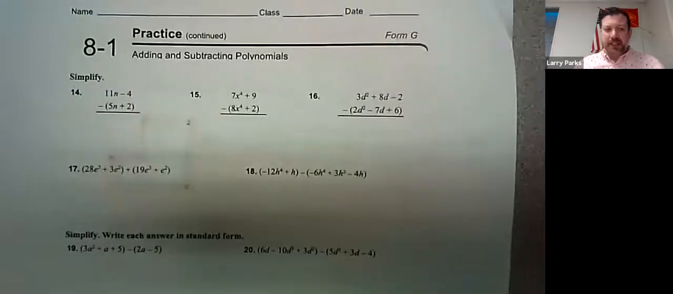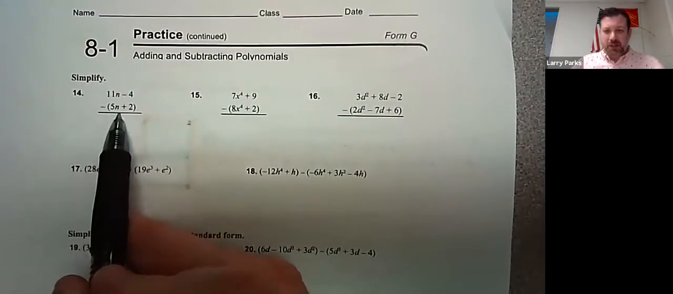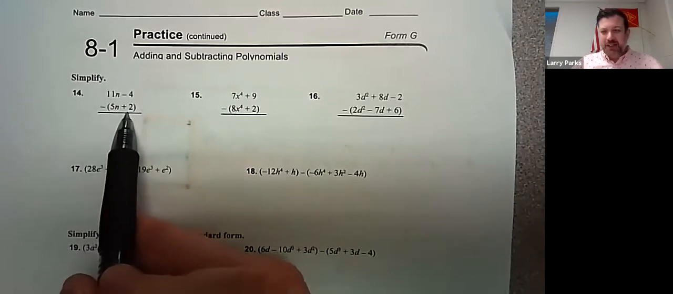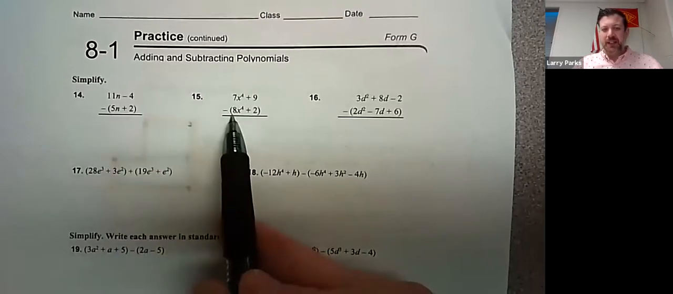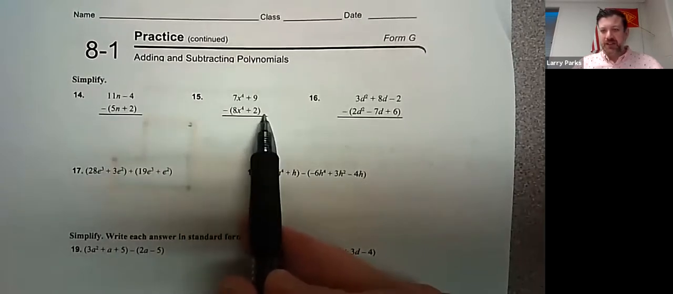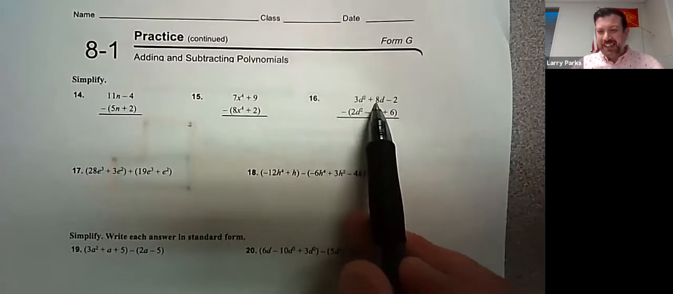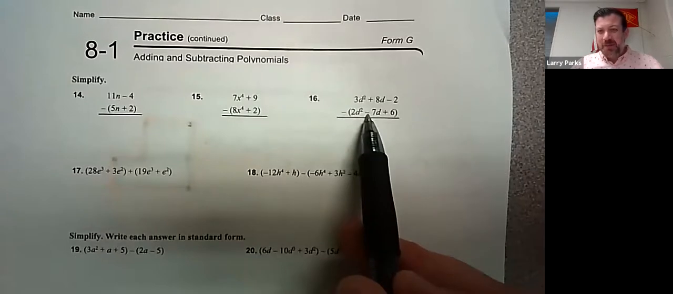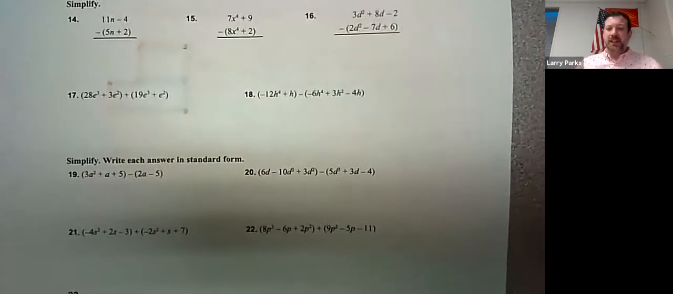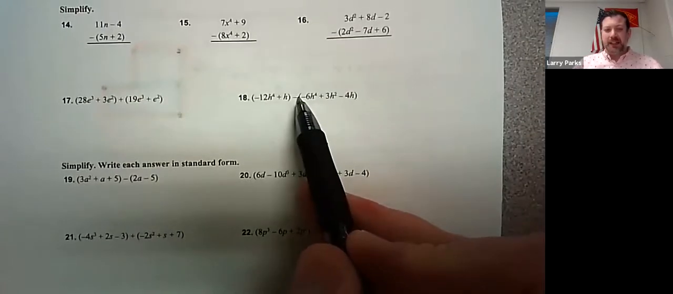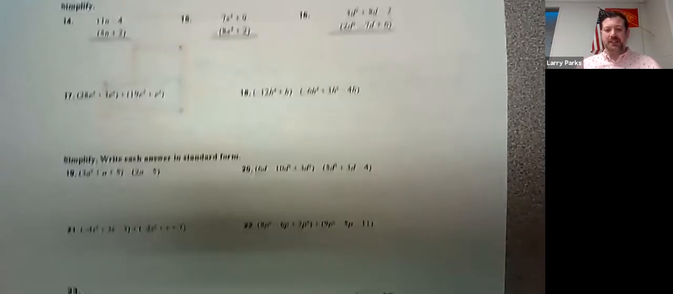Here, when you're subtracting polynomials and they're in parentheses, make sure you do minus 5n and minus 2. Remember that the negative will change those signs. So this is going to be 3d squared minus 2d squared, 8d minus negative. Remember, minus negative makes it a plus. So I think that's the big thing: when you have a negative, make sure you distribute, and that changes all the signs.